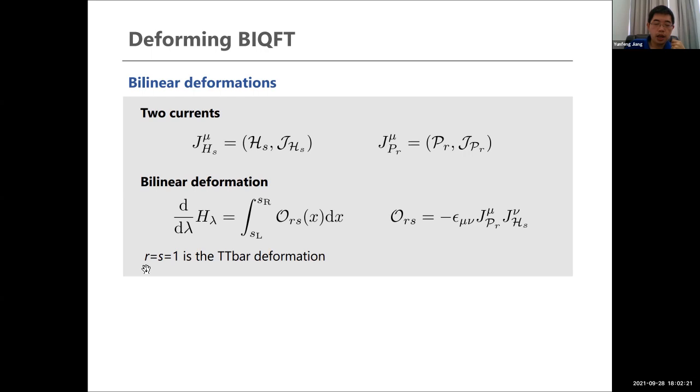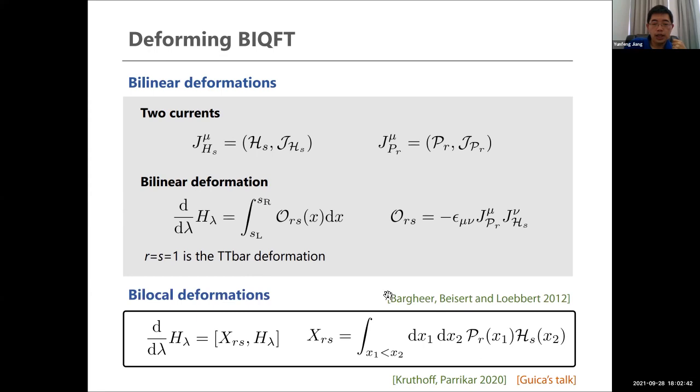Let me comment that if I take R and S equal to 1, namely if I take the Hamiltonian current and the momentum current, then this operator is precisely the TTbar operator. So TTbar deformation is a special case of the general bilinear deformation.